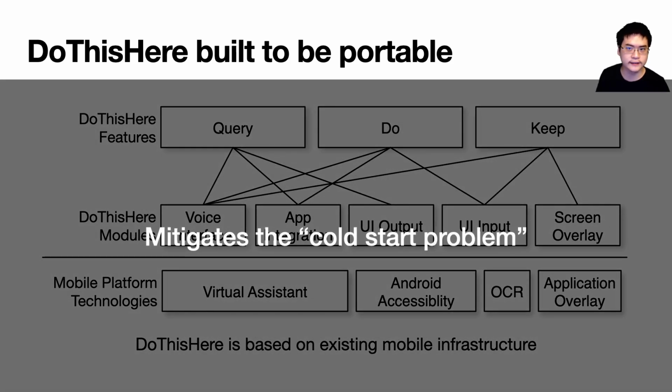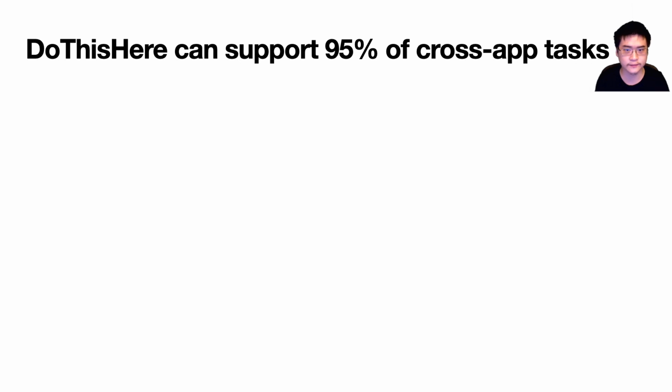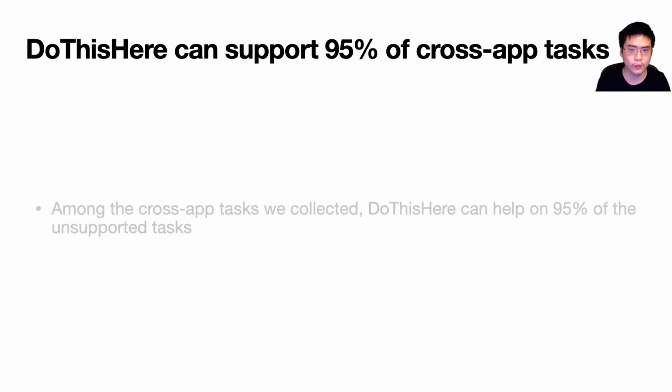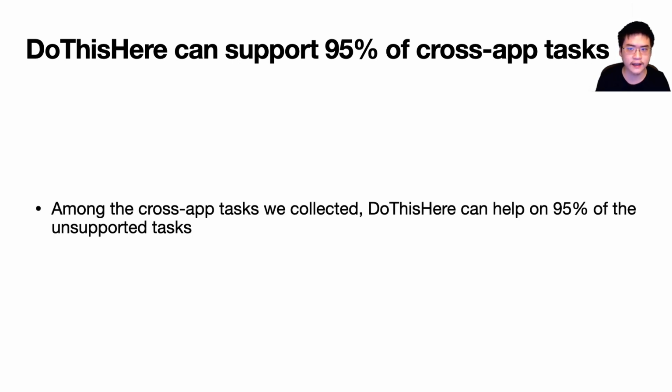Since we're already using the existing app integration of the virtual assistant, this also means that app developers don't need to make a new app to support DoThisHere. This mitigates the cold start problem. We evaluate how well this technique works on the most common cross-app tasks we collected from mTurk. We find that DoThisHere can support 95% of the cross-app tasks that are not well supported on current-gen mobile OS.